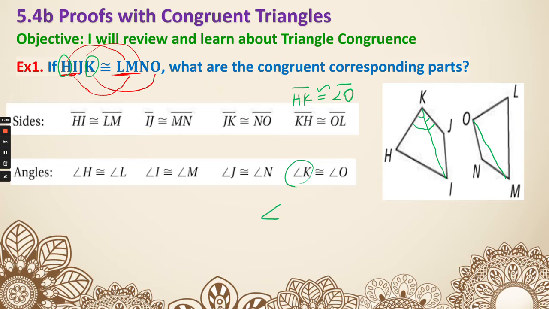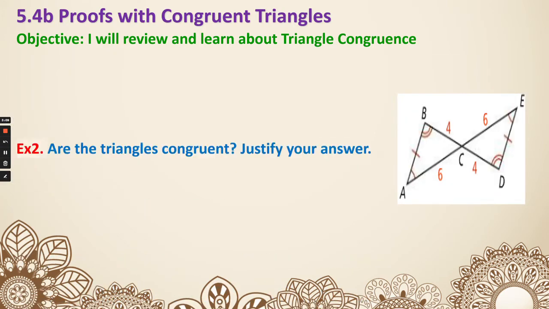We can say angle HKJ is corresponding with angle LON. Okay, so we just need to be very clear on which angle we're naming. In that case, HKJ was the old K, because we also have these two other angles, HKI and IKJ. Just need to be very specific. Okay, that's example 1. Next, example 2.